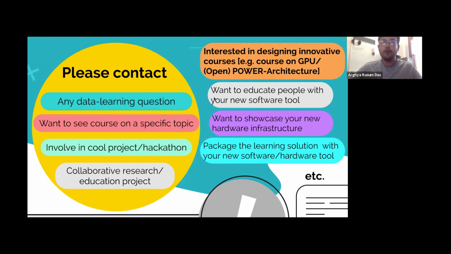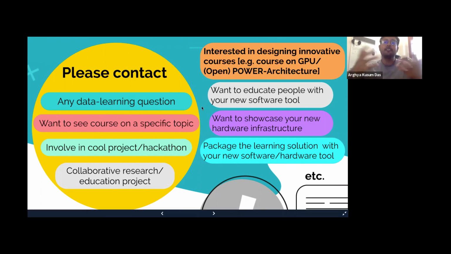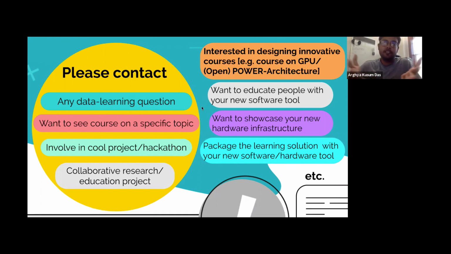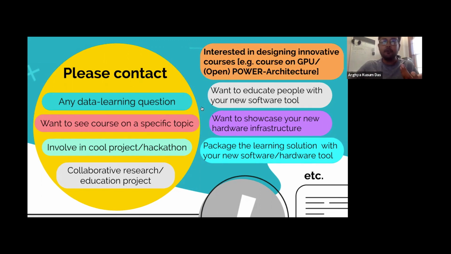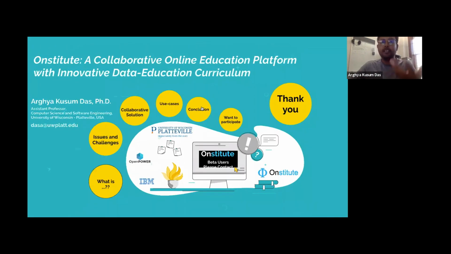And also if you want to educate people or market your own software or hardware infrastructure so that you can reach a broader community, you can contact me. And also if you're starting any venture like data literacy or something like that with OpenPOWER infrastructure or power-based infrastructure, please contact me. I'll be happy to collaborate on those things. There are lots of opportunities for which we can use Onstitute. I'm really interested to collaborate.